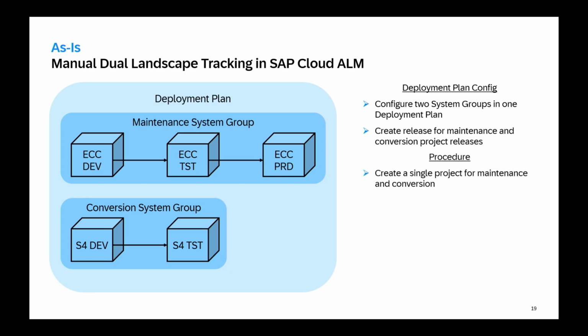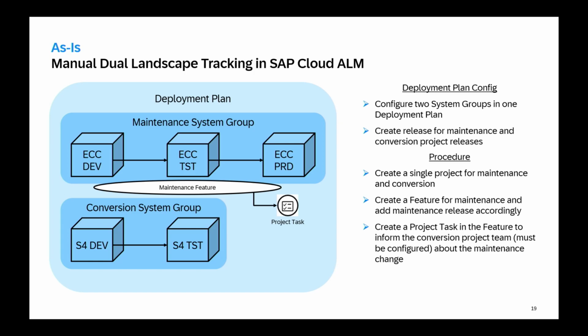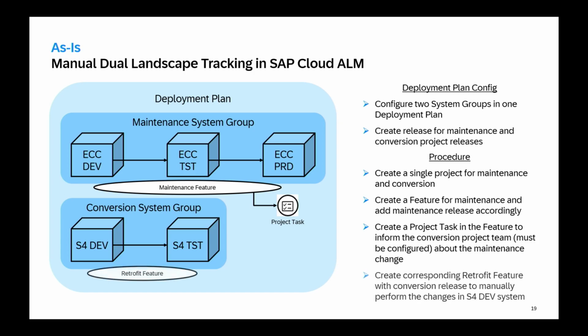And when you have this single project for your maintenance and your conversion, then you can create a feature for maintenance and add the maintenance release accordingly. It could be called however you like: BAU, maintenance, whatsoever. And then we recommend that you create a project task in the feature to inform your conversion project team about the changes that need to be redone, so that you can do a kind of manual dual landscape tracking and dual landscape changing. At the end, the corresponding retrofit feature could then be created for your conversion system group with a conversion release, and there you need to redo the changes manually. So you need to perform the changes manually at the moment.